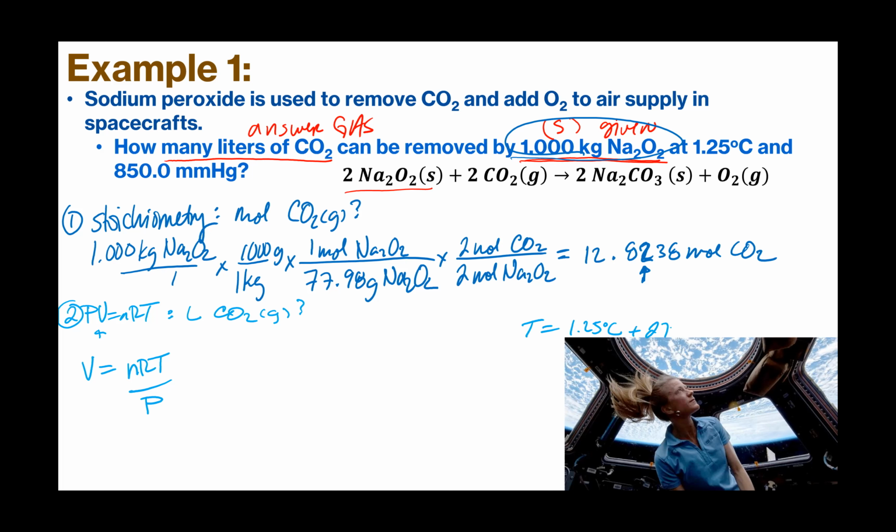Celsius plus 273.15 is 274.40 Kelvin. Remember those temperature equations are given to you, so you don't have to stress about trying to remember them. Let's see, the n here, the moles, is what we were calculating from the first part. That's 12.8238 moles. R is a gas law constant.